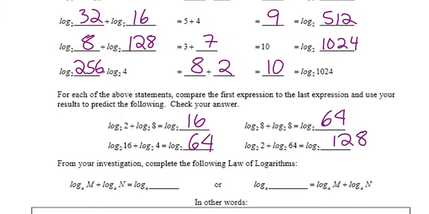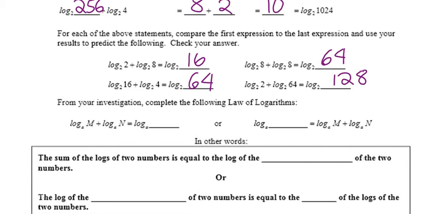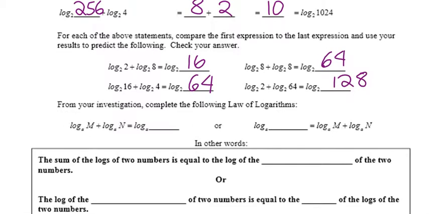From your investigation, complete the following. Law of logarithms. If I have the log base a of m plus the log base a of n, that's equal to the log base a of mn, right? M times n, right? The product, mn. Or we can say that the log base a of what is equal to this, mn, right?